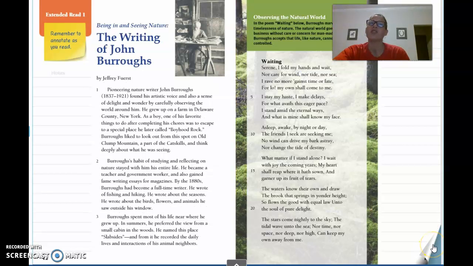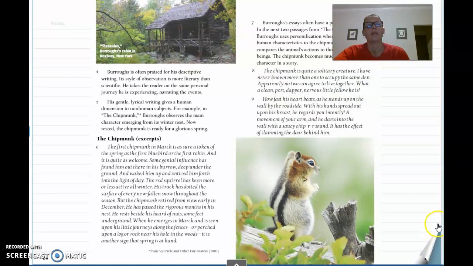Then we've got the writing of John Burroughs. And this is him writing about his observation of nature, so not a lot of pictures here. Okay, the next page, on page 14, we've got a cute chipmunk. I think chipmunks are so cute. Oh my gosh, when I go to my mom and dad's house, they're everywhere, and they're so cute. A cabin up in the mountains in the woods.